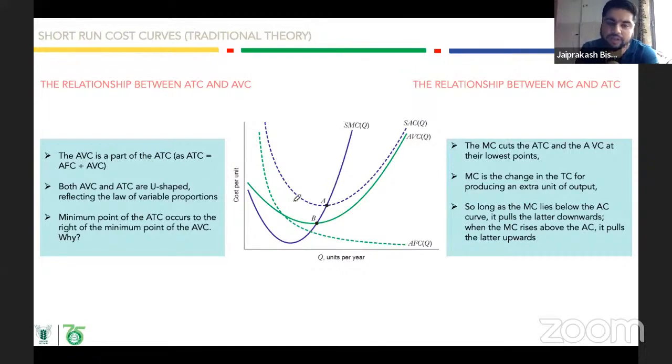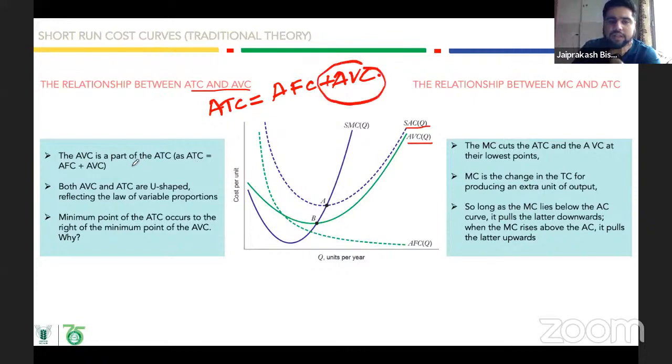For example, if I have to draw some relationship between ATC and AVC. This is ATC and this is AVC. You see, AVC is part of ATC. Because we have already said that ATC, average total cost, is equal to average fixed cost plus average variable cost. So your AVC is a part of ATC. Is it clear?